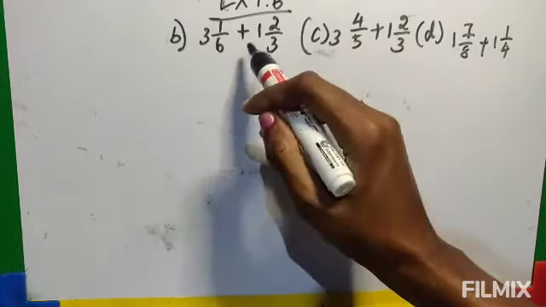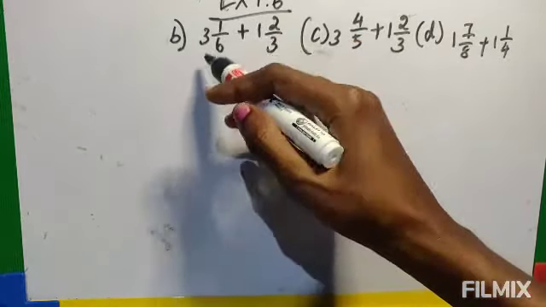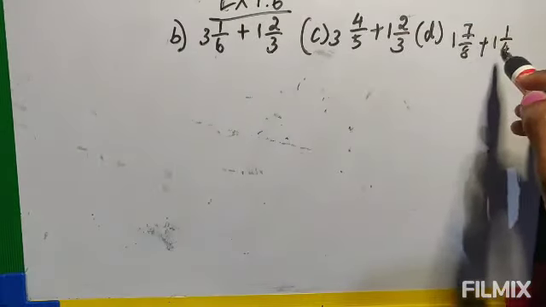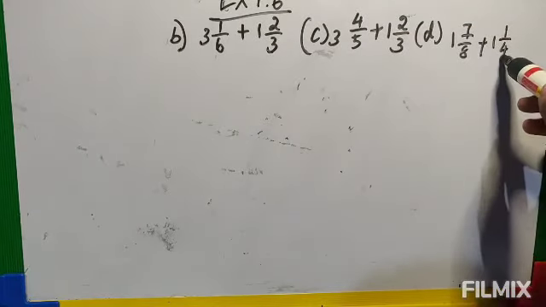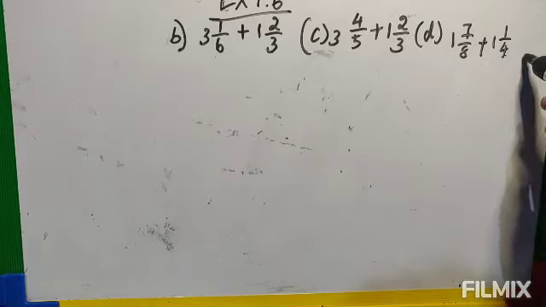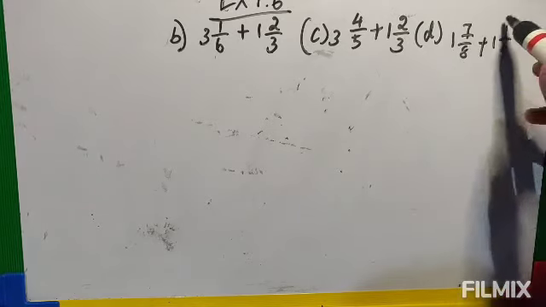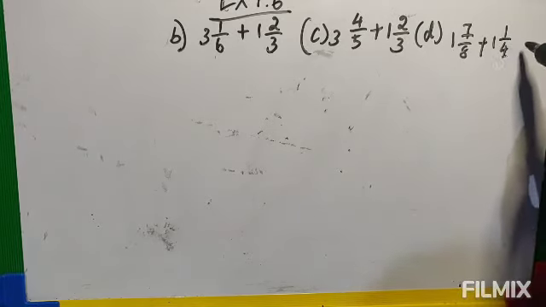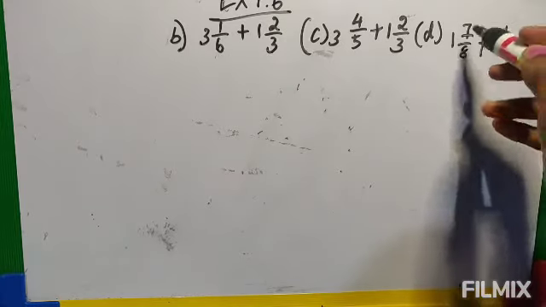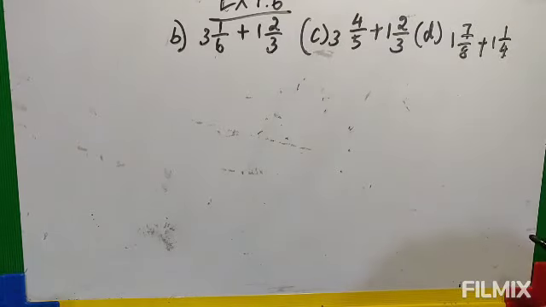Just like we did in sum a, this is the same way. Look at this one also: here 8 and here 4. Now if you multiply 4 by 2, it becomes 8. So this fraction you will multiply by 2, and this will remain the same. Then you will do the calculation. So this is the easy way, and that way you can find it.